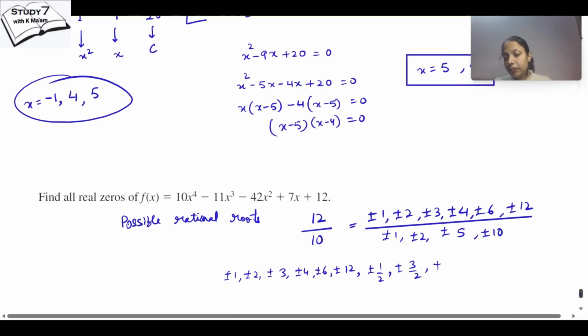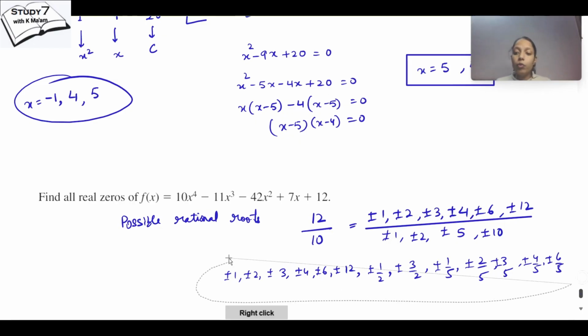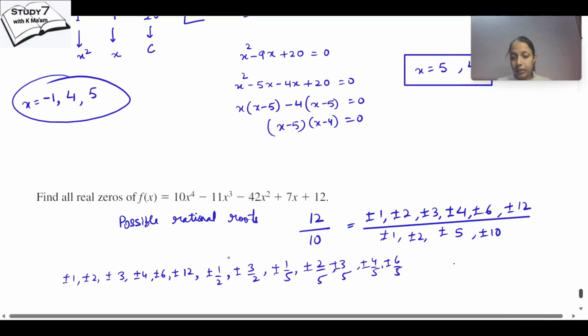1 over plus minus 5, 2 over plus minus 5, 3 over plus minus 5, 4 over plus minus 5, 6 over plus minus 5, 12 over plus minus 5.